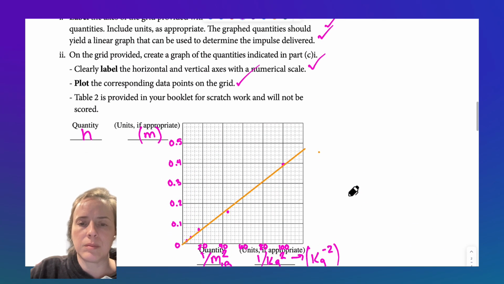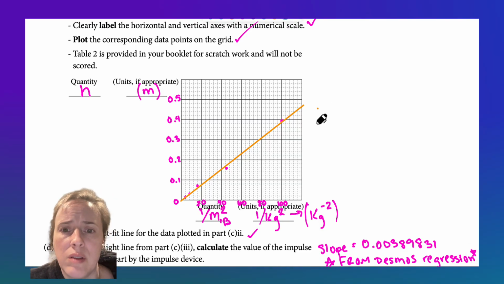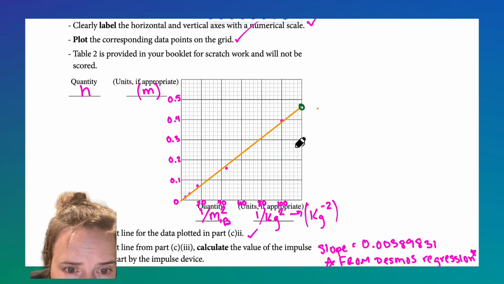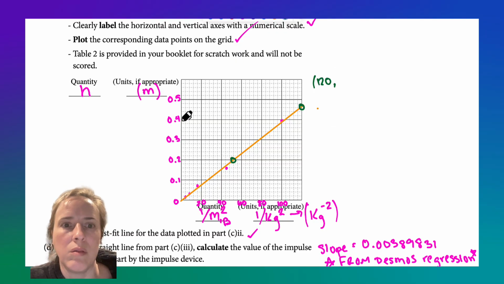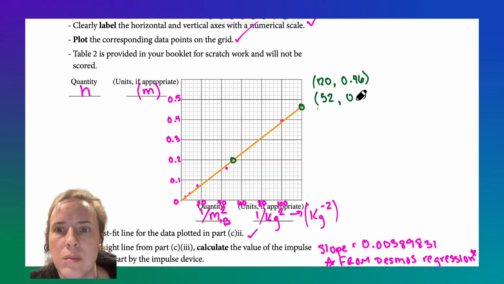All right. Now, if I wanted to do this by hand, I'm going to trust that you guys know how to find a slope. Pick 2 spots on your line. So like there. Where's another nice spot? This is a really fat line. Oh, that's a good one. Like there and there. Okay. So one of my points is at 120 and 0.46. And then my other point is at 52 and 0.2.